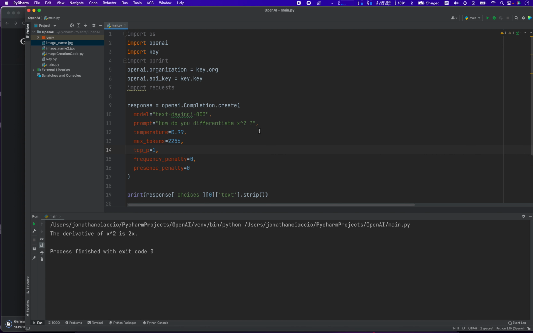We'll get right into it. So to get started, we're running Python. We're using the OpenAI library. All we've done really is set our key. We have an API key that we got from openai.org. We create this response using the OpenAI.completion.create method, and we pass in these variables. Very easy to run this API in Python. And we're going to ask it, how do you differentiate x squared?